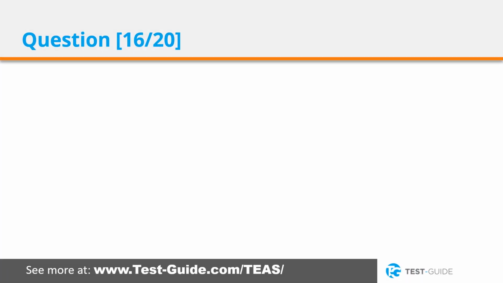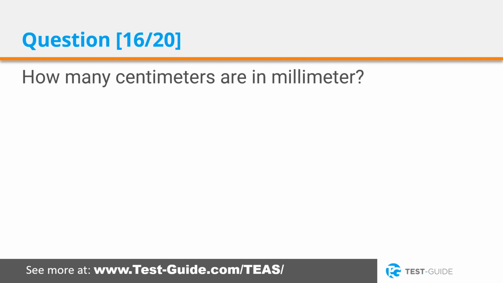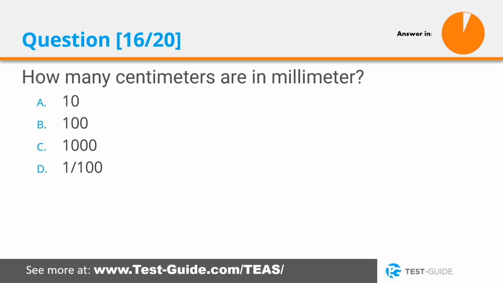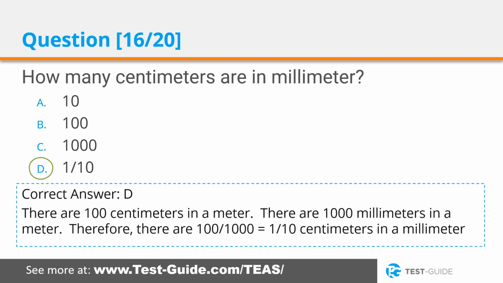Question 16. How many centimeters are in a millimeter? 10, 100, 1,000, 1 over 100. Correct answer D. There are 100 centimeters in a meter, and there are 1,000 millimeters in a meter. Therefore, there are 100 divided by 1,000, which equals 1 over 10 centimeters in a millimeter.